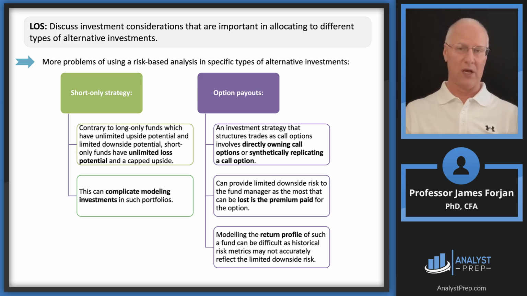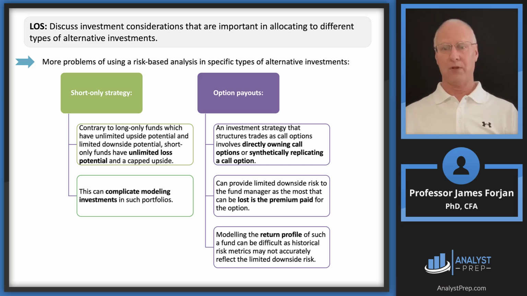And that short-only strategy really complicates modeling. It complicates Harry Markowitz, especially in Solver. It complicates factor analysis. It complicates the Black-Scholes-Merton option pricing model. It complicates all sorts of things. So remember that: it complicates modeling investments. Now, suppose that we want call options.